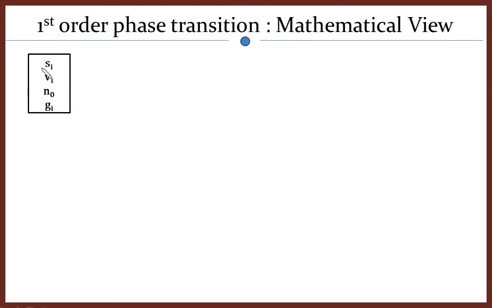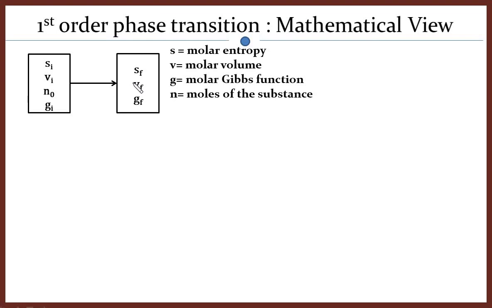Suppose we have a system in initial phase I, and after transition it goes to phase F. Here S is molar entropy, V is molar volume, G is Gibbs function, N is moles. F denotes the final phase and I denotes the initial phase. Here S, V and G are all functions of temperature and pressure. Why? As I said, phase transition occurs at a particular temperature and pressure. So if you change the pressure, the temperature will automatically change. Therefore, with the change in temperature and pressure, these properties, entropy, volume and Gibbs function, all will change.